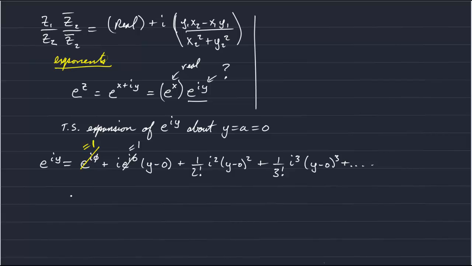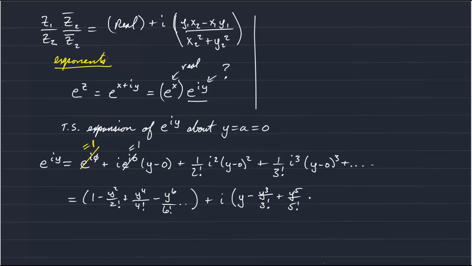And so when we collect the real and imaginary terms, the real terms become 1 minus y squared over 2 (2 is the same thing as 2 factorial), plus y to the 4th over 4 factorial, minus y to the 6th over 6 factorial, etc. Those are the even powers of y, plus i times the imaginary part, which is y minus, plus sums and differences of odd powers of y, and so on.